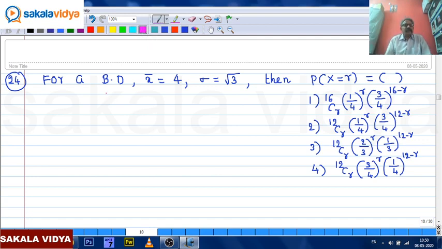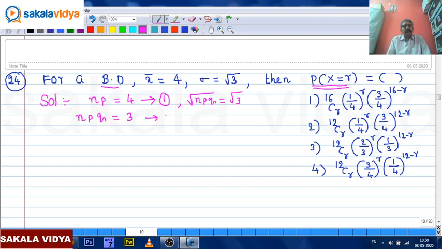First, in a BD, NP and root NPQ are given, so first we need to find out the parameters. After that, we need to find out P of x is equal to R. Solution follows like this. Here NP equals 4, the x bar, say equation 1. Root NPQ is equal to root 3, so NPQ is equal to 3, equation 2. So 2 divided by 1, NP cancels, Q is 3 by 4, P will be 1 by 4.